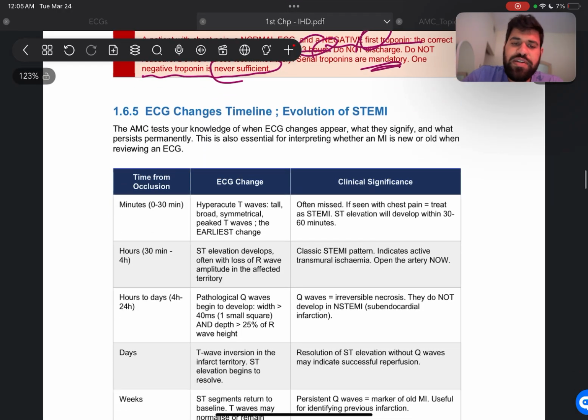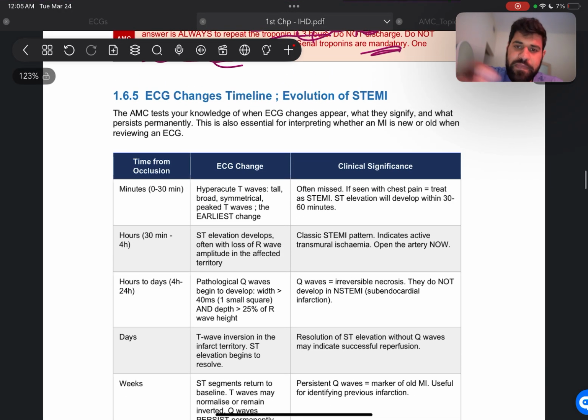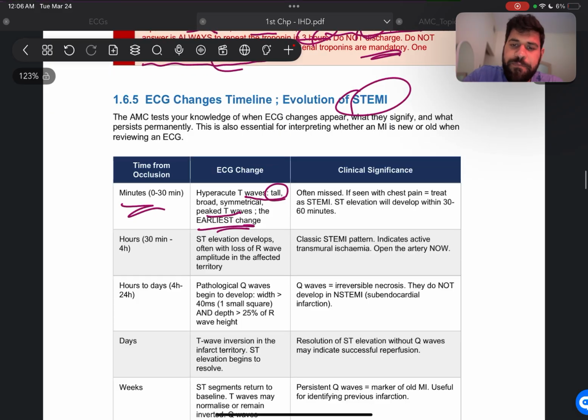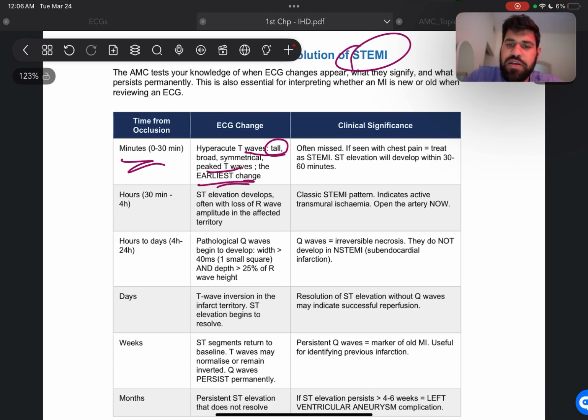All right, so ECG changes, evolution of a STEMI. They could give you an ECG and tell you that this patient had another ECG done in 30 minutes. What could be the changes seen? So 0 to 30 minutes, hyperacute T waves, tall T waves, broad, symmetrical, peaked T waves. This is the earliest change, and this is in a STEMI, just remember that. It is often missed if seen with chest pain. Treat as STEMI. ST elevation will develop within 30 to 60 minutes.